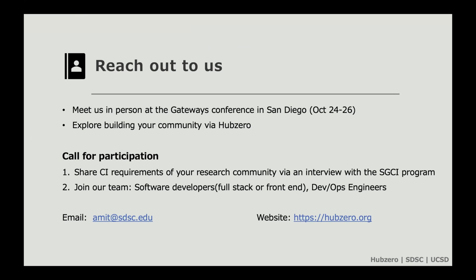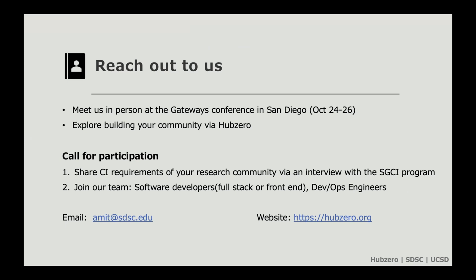Come meet us there. We can talk about Hubzero or any other technology thing you are interested in. We are also interested in seeing if there are some unmet needs in your communities or the projects you are working on. Come talk to us. We'd be happy to have a discussion and see if Hubzero may be a fit for that sort of thing.